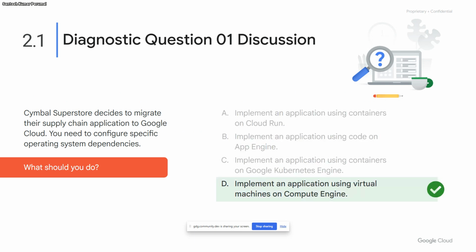The reason is they want control over the operating system. If you see, you need to configure specific operating system dependencies, and that is possible only with the Compute Engine option, wherein you can select the operating system and the other dependencies around it. So that's one of the reasons, and the workload is not containerized, and they are not looking for any serverless options. With all this, we can easily say Compute Engine would be the better choice for them.